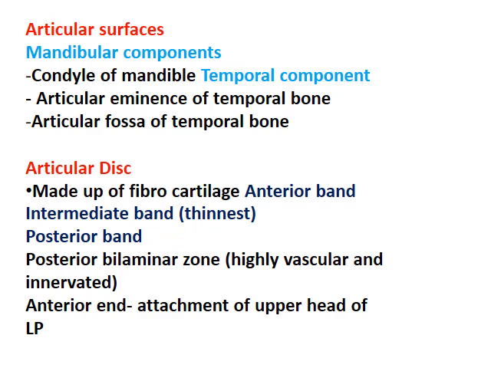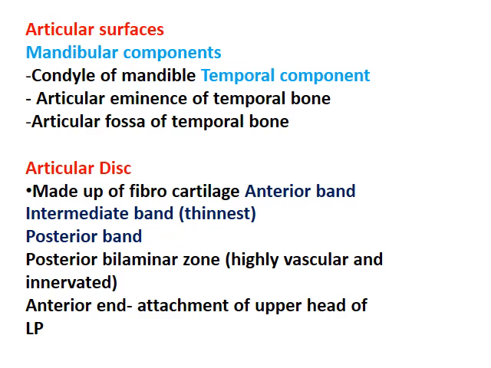Now this is important. Posteriorly we have all blood supply. You can say that it is quite vascular in nature and innervated by nerves as well, which is going to give us the sense. Okay, so this is importance of posterior bilaminar zone, it is highly vascular. Anterior end is attached to the upper head of lateral trigoid muscle.